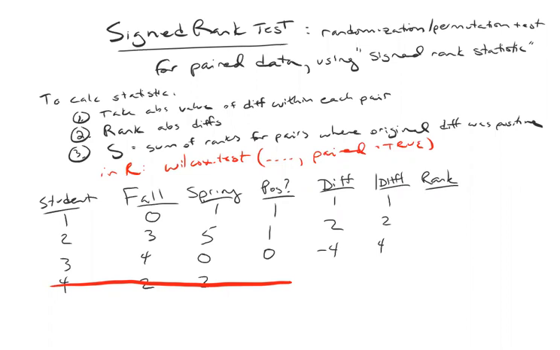Okay, what's the smallest one? Well, 1 is the smallest of these 3 numbers. What's the next smallest? 2. And what's the third smallest? Well, it's this number 4. Those are the ranks of the absolute differences.